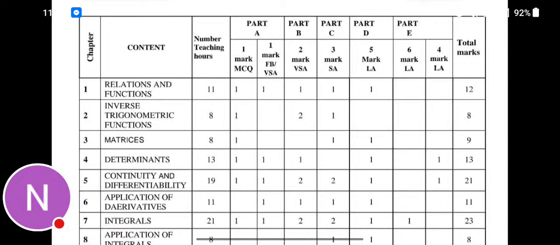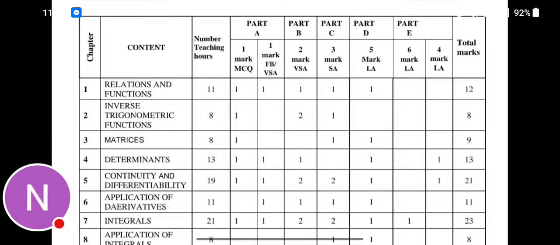And next, chapter 3, matrices. From this chapter you will get 1 question for 1 mark, 1 question for 3 marks and 1 question for 5 marks. Total it is 9 marks. Next, determinants. From this chapter you will get 1 question for 1 mark, 1 question for 2 marks, 1 question for 5 marks and 1 question for 4 marks, in Part A, 6 and 4 that you will get.